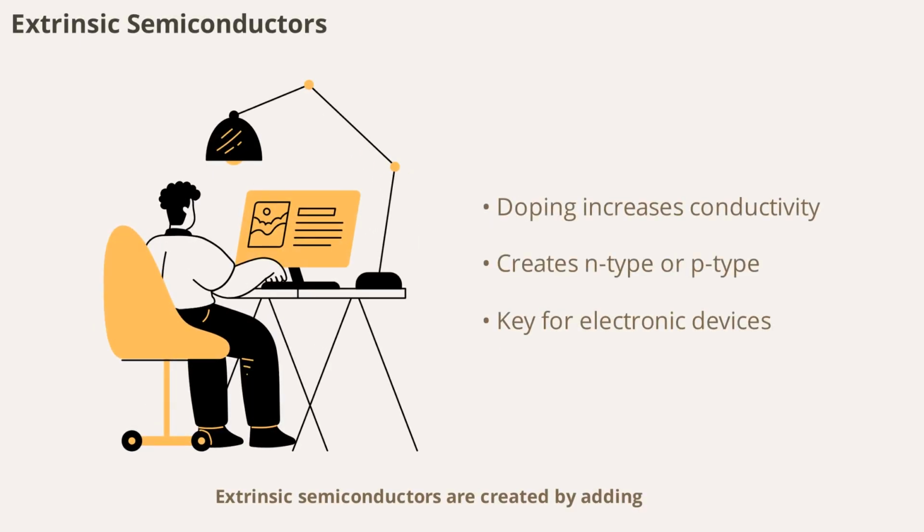Extrinsic semiconductors are created by adding small amounts of impurities to intrinsic semiconductors, a process known as doping. This dramatically increases their conductivity. Depending on the type of impurity added, the semiconductor can become either N-type or P-type. This ability to control electrical properties is what makes semiconductors so versatile in electronic circuits, enabling the creation of diodes, transistors, and other essential components.